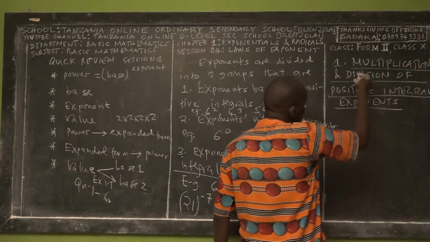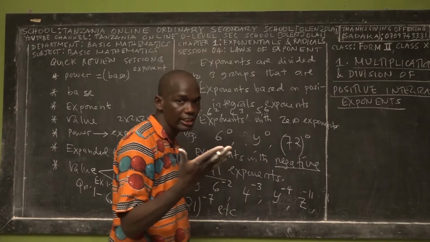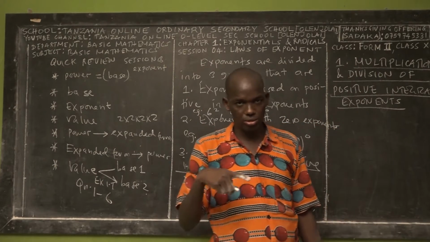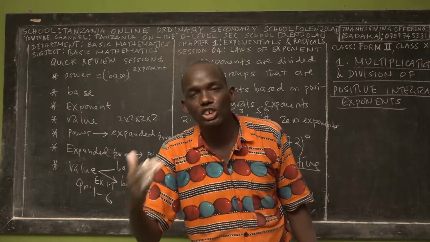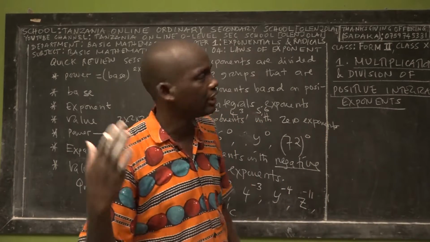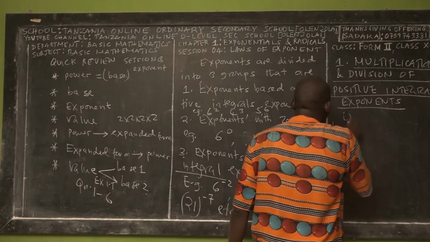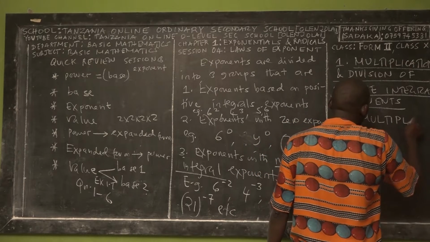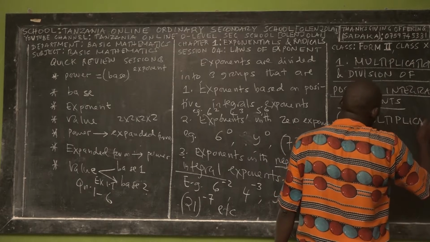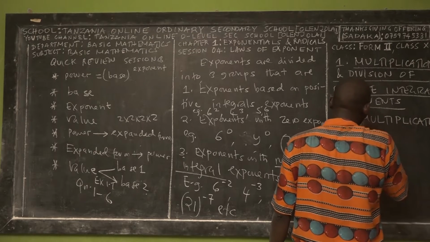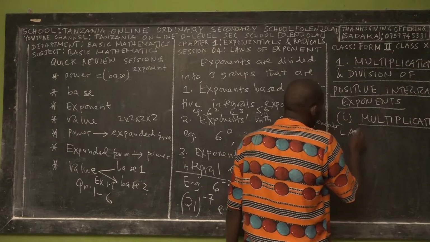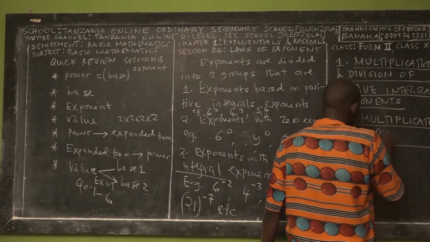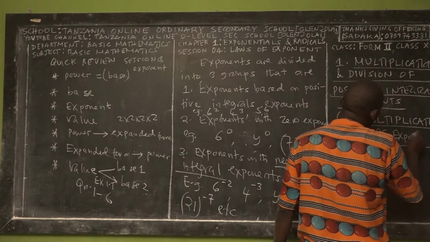On the first type, with this one, we are dealing with multiplication and division. How can we multiply exponents with positive integrals, and how can we divide exponents with positive integrals? That's the case. So let us start with Roman 1, multiplication law. Today in this session, I'll teach about the multiplication law of exponents.